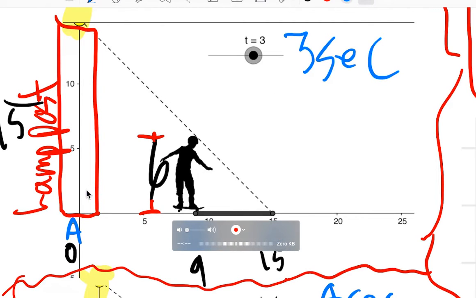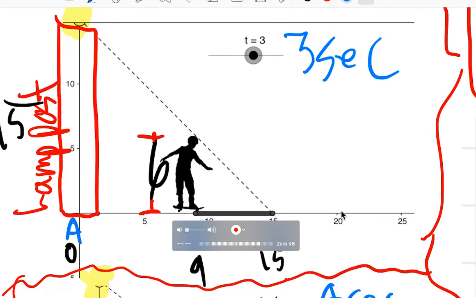So what I did is I called A the bottom of the pole. That's where the skateboarder starts from. And I called the location B right here, and that location is where the start of the skateboarder's shadow is, and C is the end of the shadow. So that means that the distance from B to C is the length of the shadow.